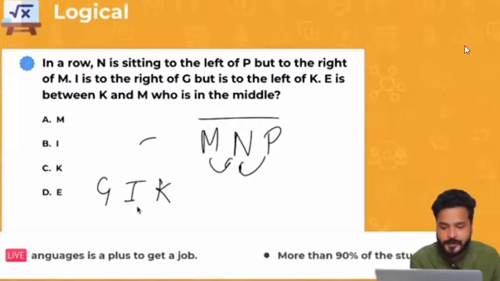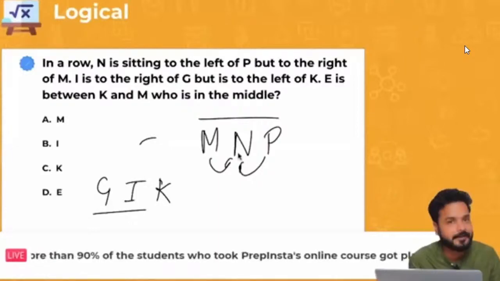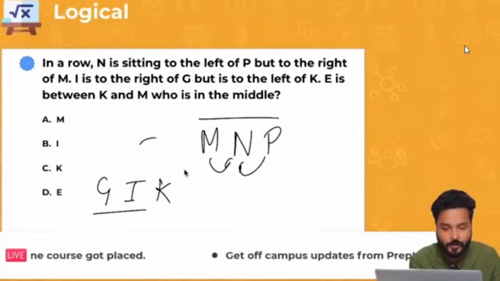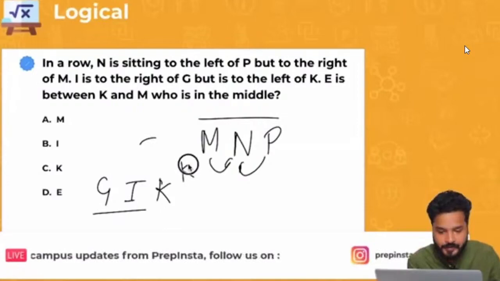How do we connect them now? E is between K and M. I wrote them differently, but now I got to know that E is sitting between K and M. So how can I make them sit? G, I, K, E, M, N, P. Here is E. Who is sitting in the middle, guys? E is sitting in the middle. Answer is E. Yes, very easy.